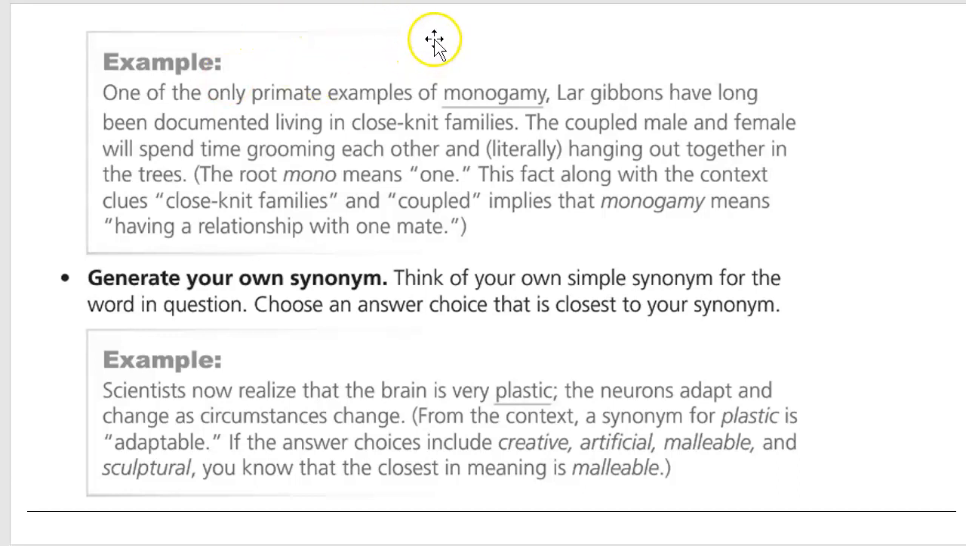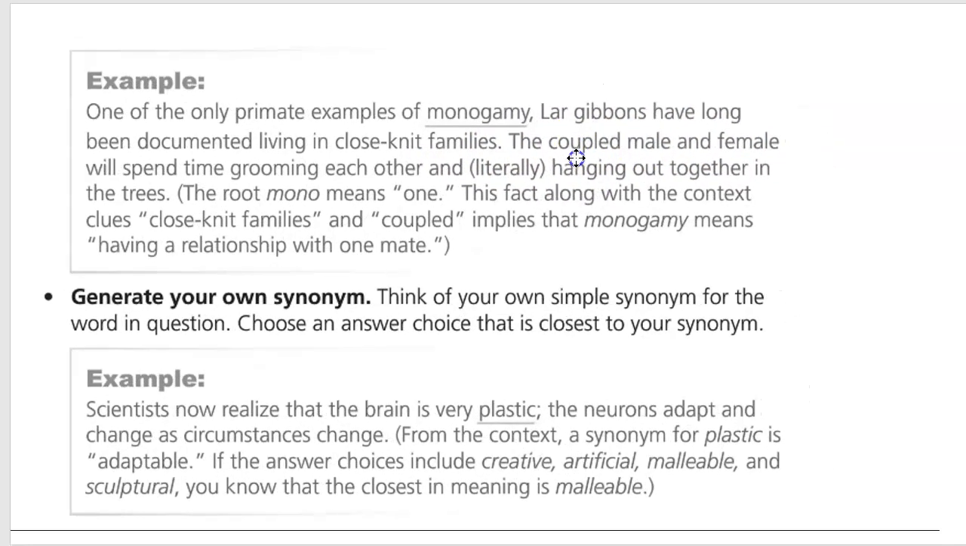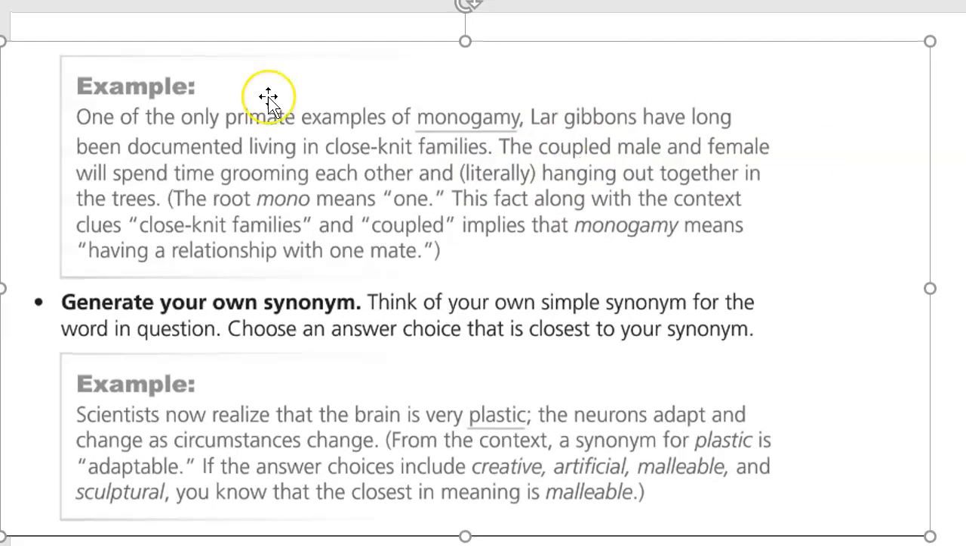One of the only primate examples of monogamy, Lar gibbons, have long been documented living in close-knit families. The coupled male and female will spend time grooming each other and literally hanging out together in the trees. There's a lot of context in this sentence that lets us know what monogamy means. If they are an example of monogamy, we notice the male and female are coupled, so they're kind of together. We also notice that they're living in a close-knit family, so we can infer that monogamy means having a relationship with one mate.